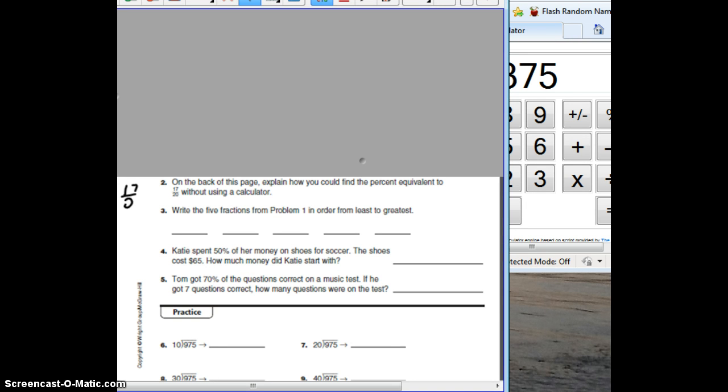17/20ths. If you multiply by 5 over 5, as we've been doing in class, you will get 17 times 5. I need to do a little side multiplication. I don't know my 17s facts so well. It's 85, so I would have 85 over 100, and I could easily make that into 85 hundredths if I needed to. All right, so write that on the back, explain that. I'm going to erase it for now.